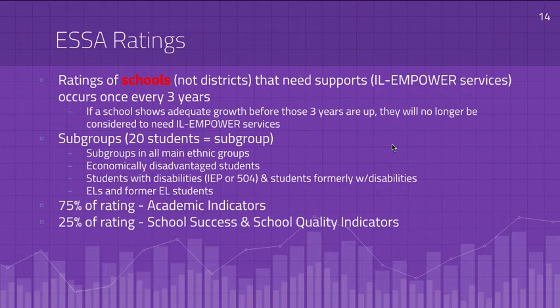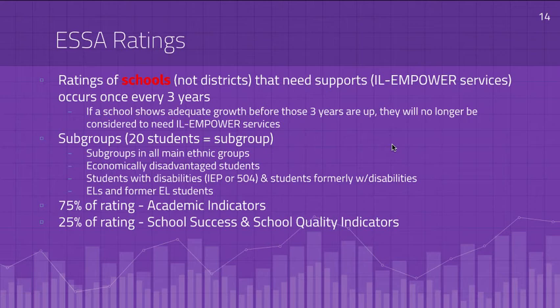Part of the ratings, which you're going to see in a second, involve subgroups, which we're familiar with under NCLB. Just so you know, 20 students is a subgroup, and these subgroups are all main ethnic groups, economically disadvantaged students or low-income students, students with disabilities, and interestingly enough, students formerly with disabilities, and ELs and former EL students.